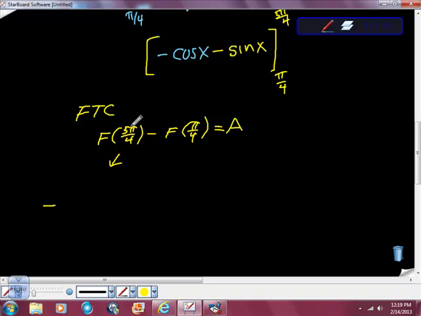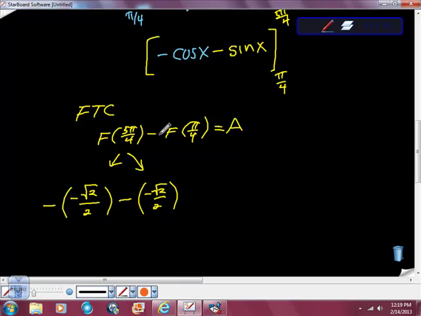Well, what is cosine of 5 pi fourths? Well, cosine of 5 pi fourths is negative square root 2 over 2, right? And then I'm supposed to subtract, so this minus sign is this one, minus sine of 5 pi fourths, and sine of 5 pi fourths is also negative square root 2 over 2, right? And these two things together give me my value for f of 5 pi fourths.